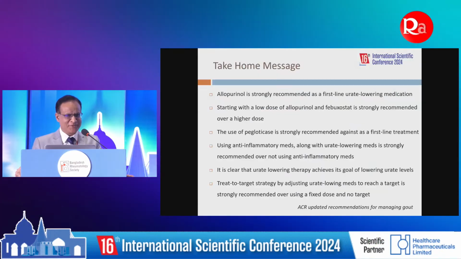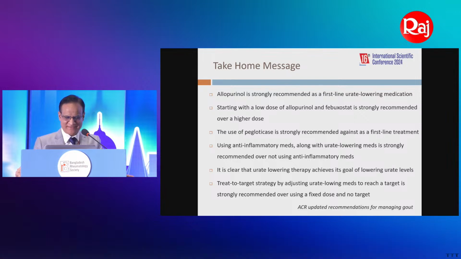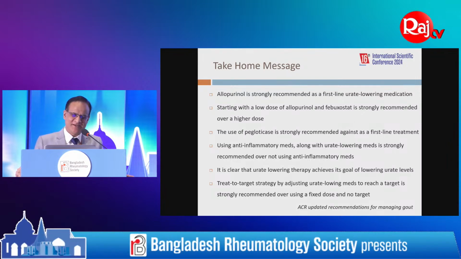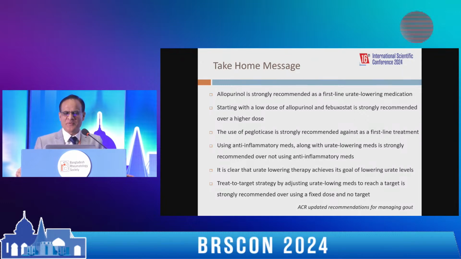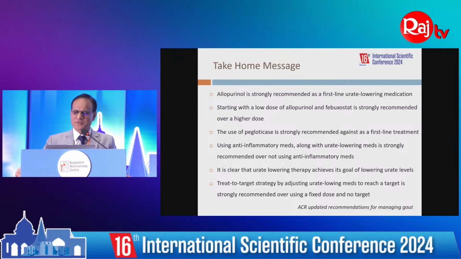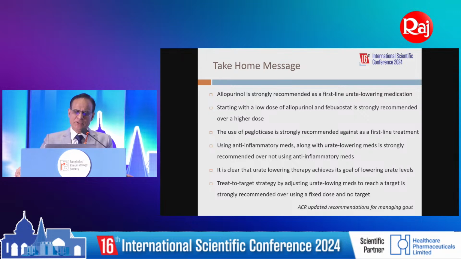So this is my take-home message, which is actually what ACR says. The ACR updated recommendations are my take-home message. Allopurinol is strongly recommended as the first-line urate-lowering medication. Starting with low-dose allopurinol or febuxostat is strongly recommended over a higher dose. The use of pegloticase is strongly recommended against as first-line treatment.